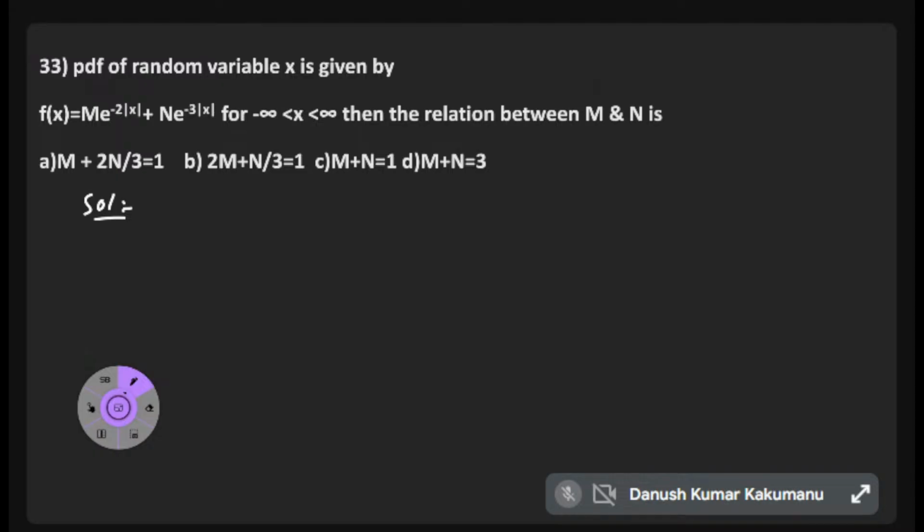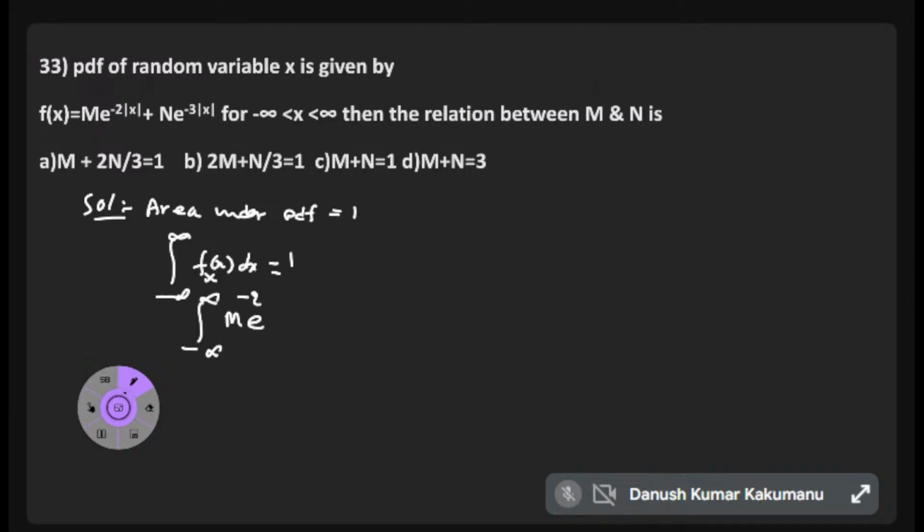Yeah, coming to next. What is the property we have to use? Area under the PDF is equal to 1. Integral of minus infinity to infinity, f of x dx is equal to 1. What is f of x given? M into e power minus 2 mod x, n into e power minus 3 mod x, dx is equal to 1. Okay.